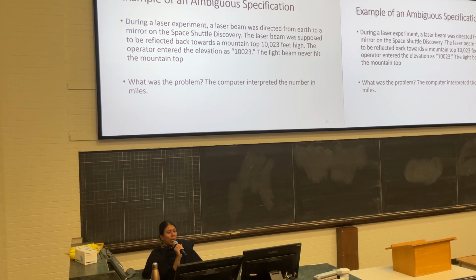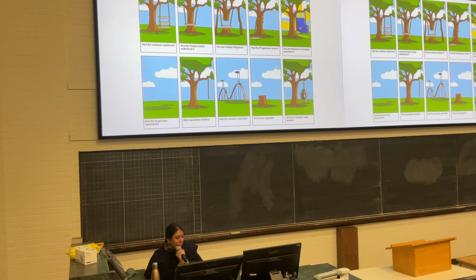Examples like this early on show differences in interpreting metrics. When the developer was writing the requirement, they did not state what the metric was for the 10,023. By default, the computer interpreted it in miles when it should have been in feet. I'll leave you to read this one on your own.